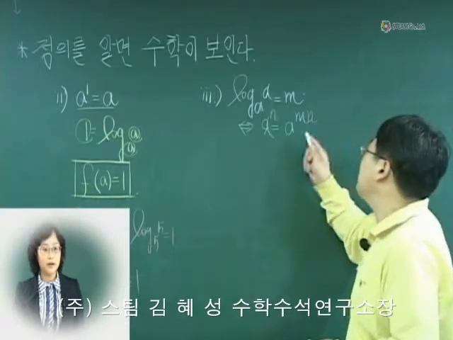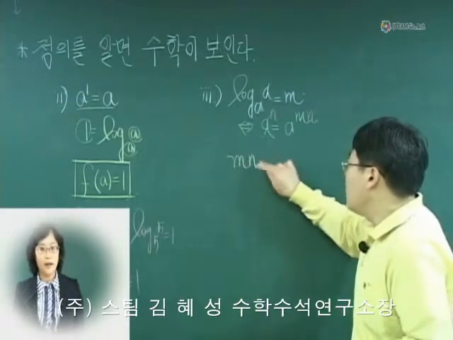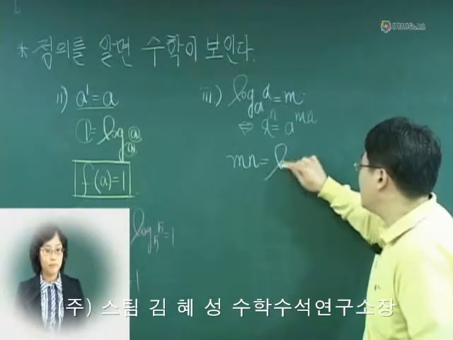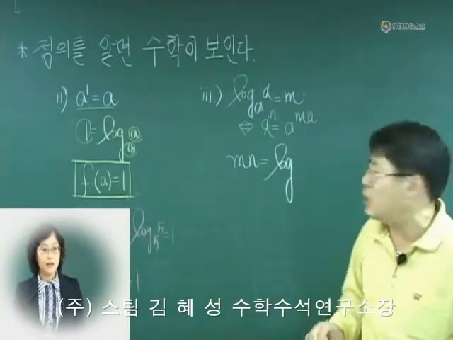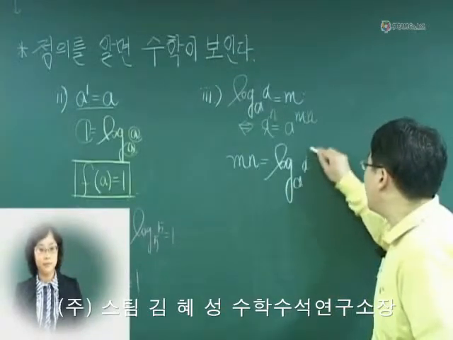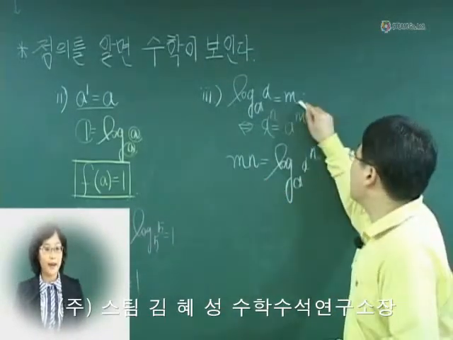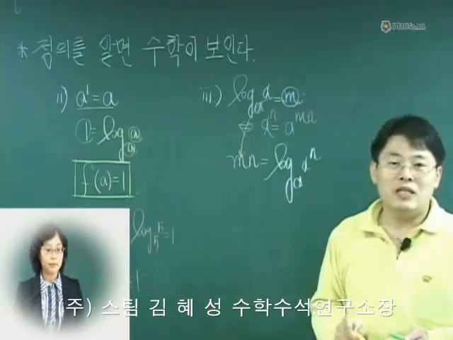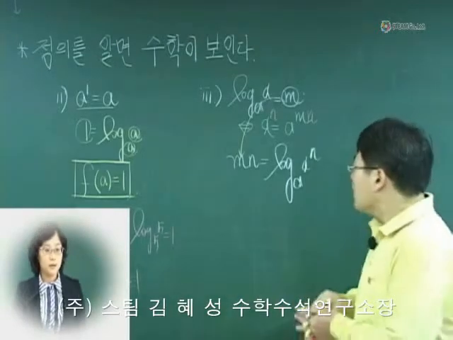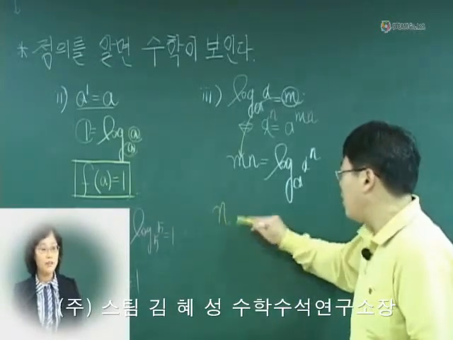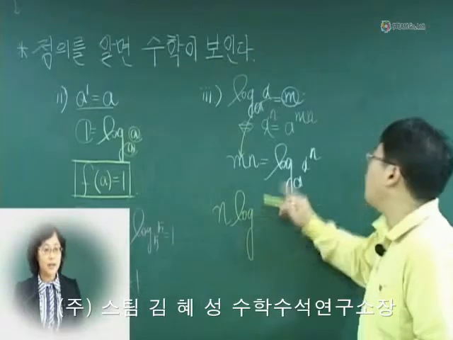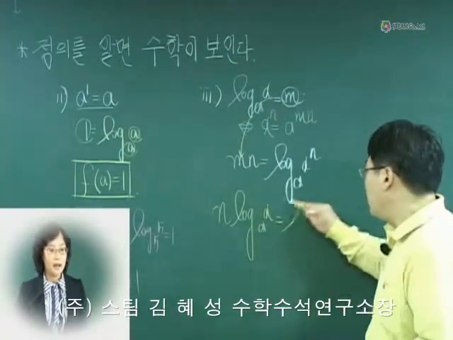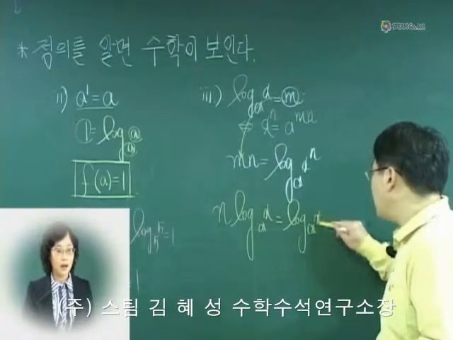Once more, the mn relation equals log base a of x to the n power. Since we substituted for m, we have to substitute again for m. Since n leaps out to the front, n log base a of x equals log base a of x to the nth power.